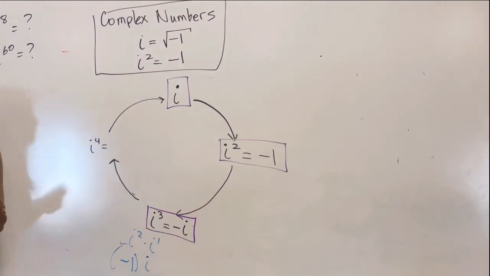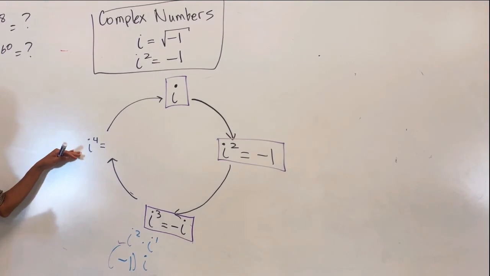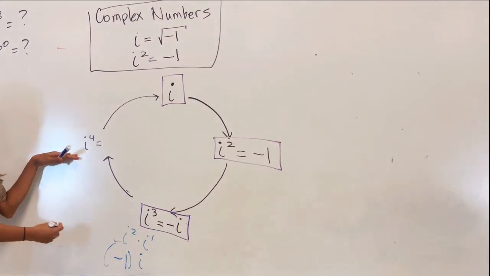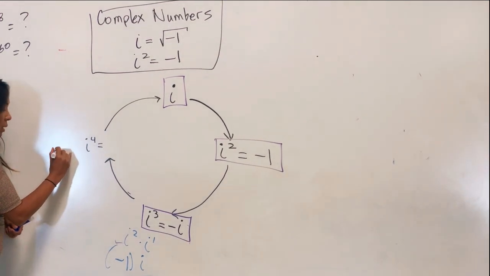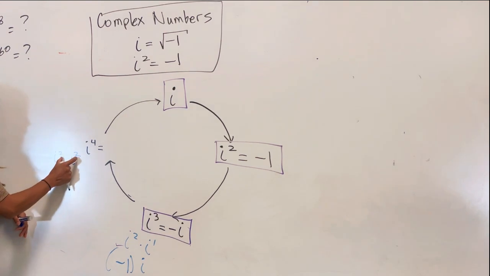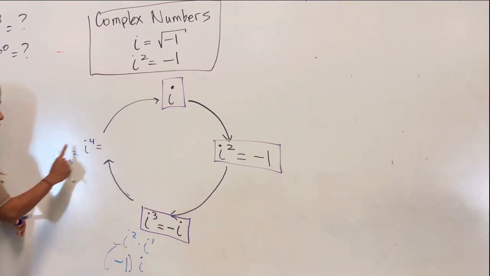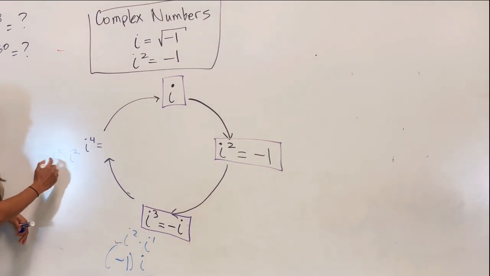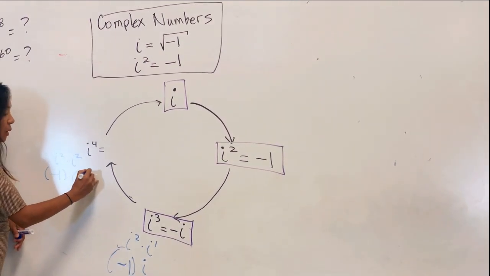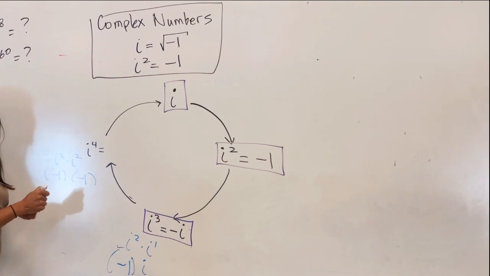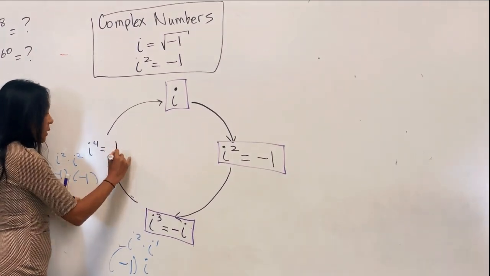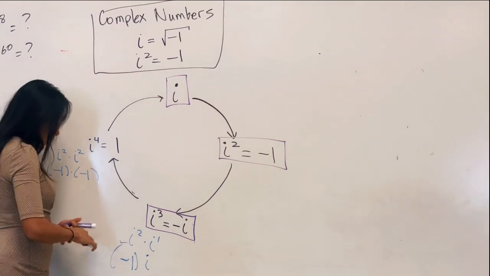Okay, i to the 4th. How can I get i to the 4th using what I already know here? How can I rewrite i to the 4th? i squared times i squared. Great, because if you add the exponents, you get i to the 4th. What is i squared? -1. -1 times i squared again. What's -1 times -1? +1, just 1, great. So i to the 4th is equivalent to 1.